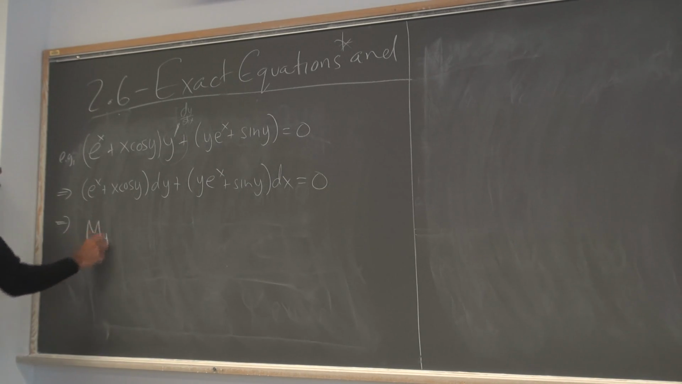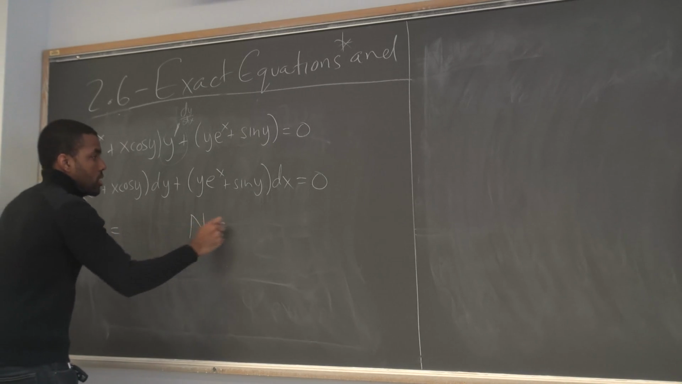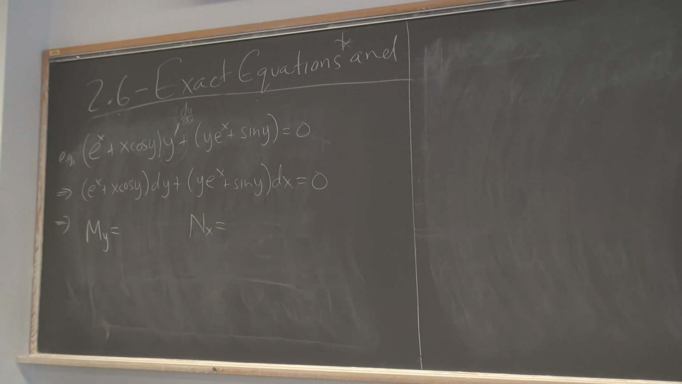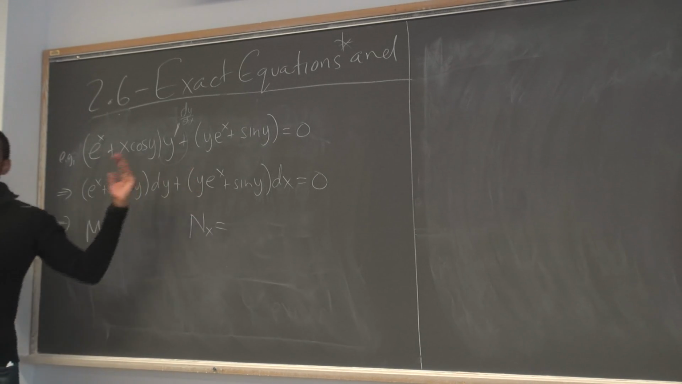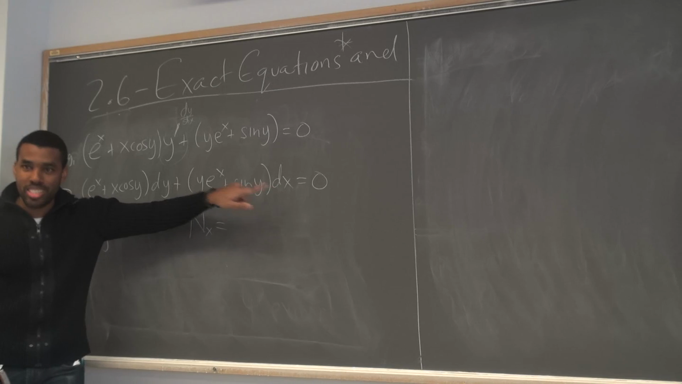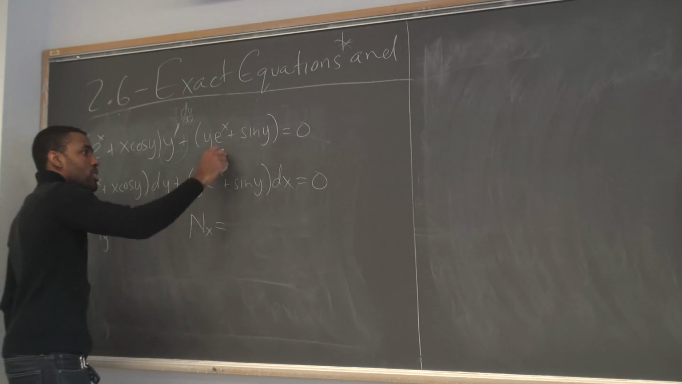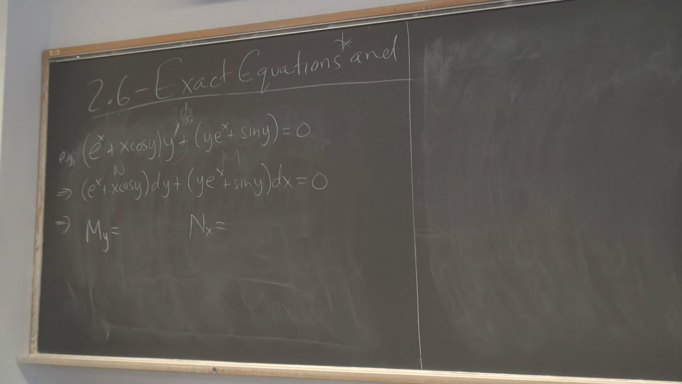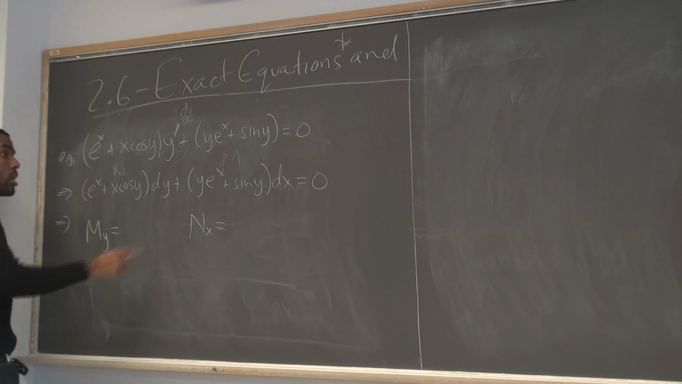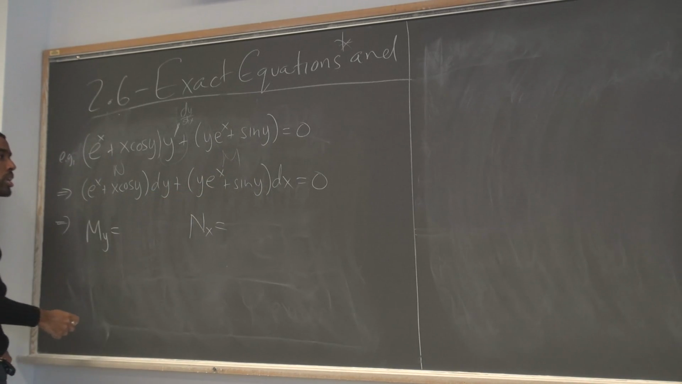Okay, so we want to check M y and N x. Who's the M? It's this one, right? Just because it's in the second position doesn't matter. Whoever attaches to the dx, that's the M, and whoever attaches to the dy, that's the N, the way the question is written. Okay, so now I take the partial of this with respect to y, what do I get?